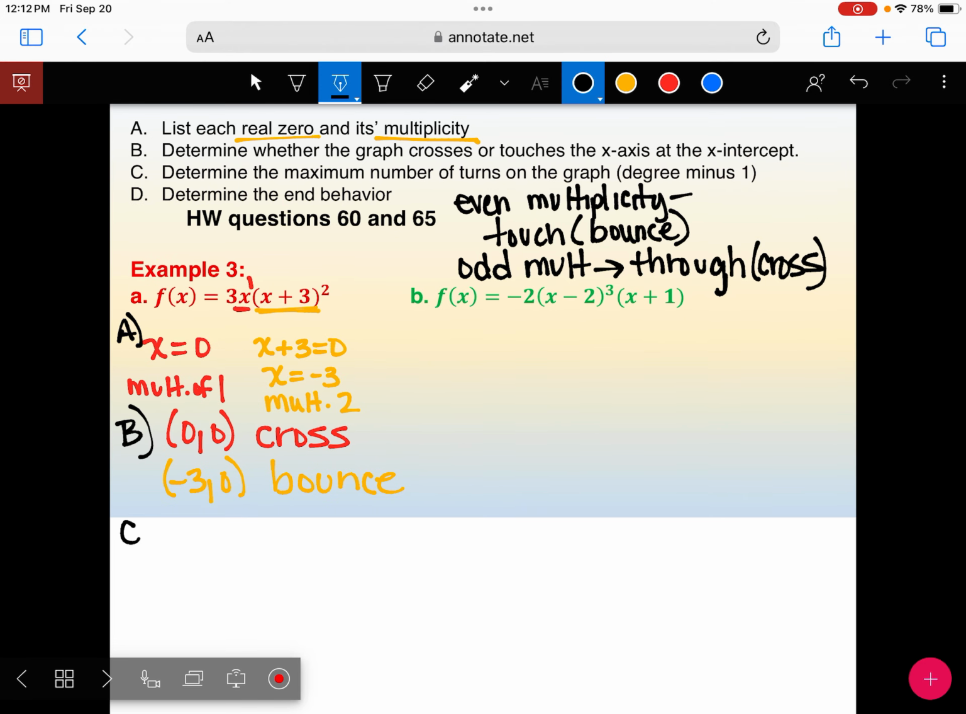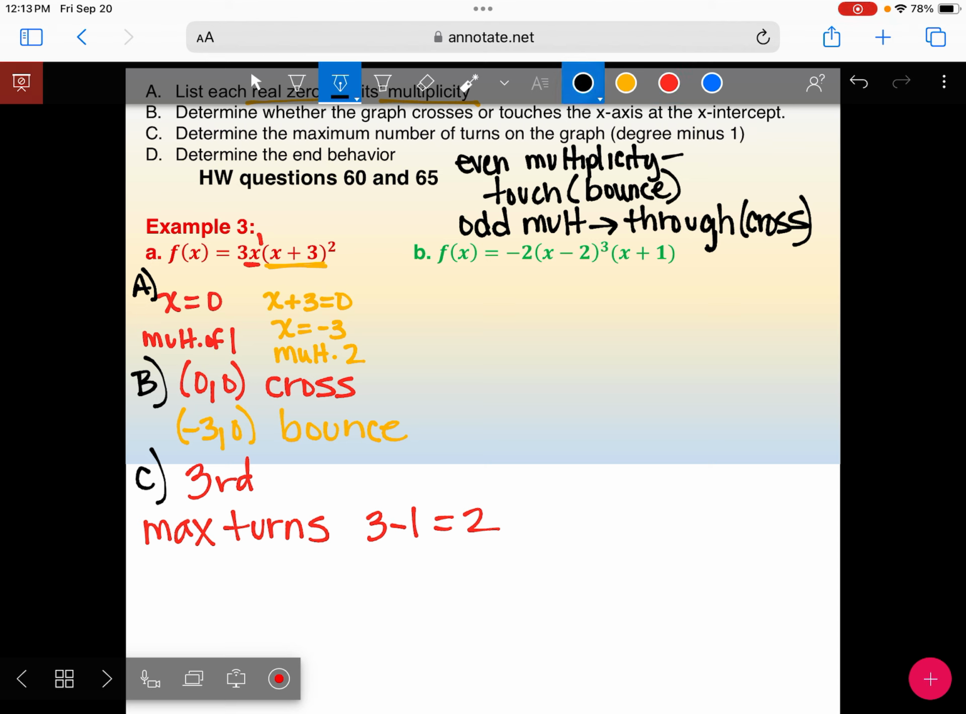Part C says, what's the max number of turns? And when I do my sketch, it'll make this all come together. My max turns is always your degree minus 1. To find your degree, you add together your multiplicities. So if I add together my powers, 1 plus 2 is what? That's a third degree. The max number of turns is always your degree minus 1, so the max turns this graph will have is 3 minus 1, which is 2. There are only 2 turns that are going to happen.